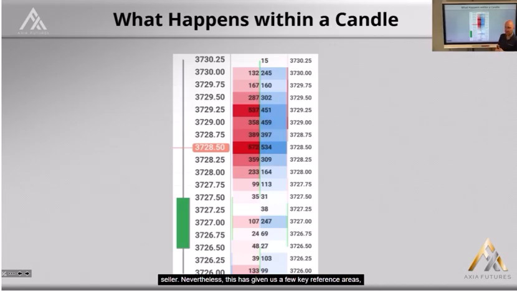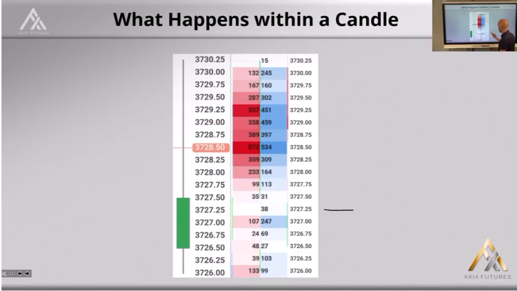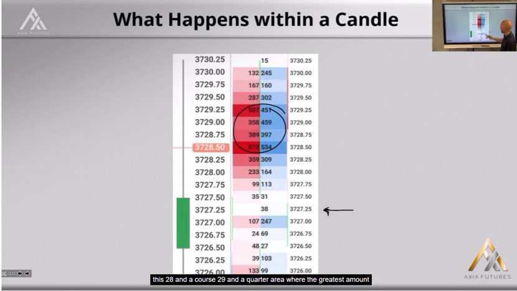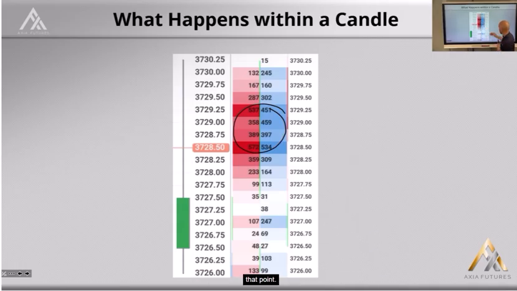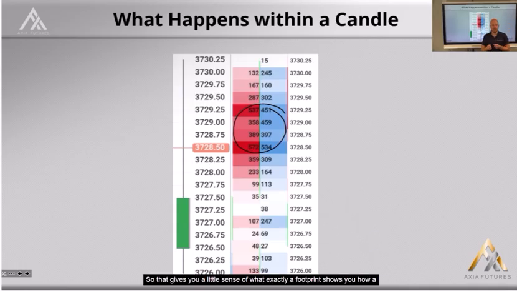Nevertheless, this has given us a few key reference areas, notably 27 and 3/4 being the area where buyers had complete control. Notably also this 28 and a quarter to 29 and a quarter area where the greatest amount of acceptance happened. So now as you move on to the next candle, you can start to make judgments from there as to whether the market is able to trade back up, or whether indeed this rejection then turns into a move lower, i.e. tried to trade up there, fall back below, and the market then drops from that point. So that gives you a little sense of what exactly a footprint shows you, how a candle is constructed.